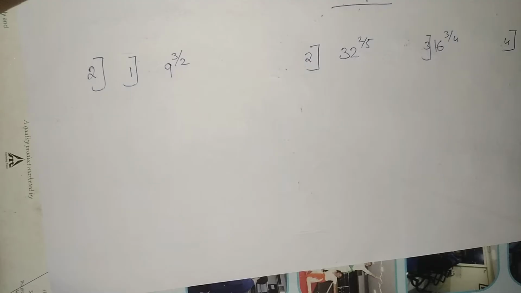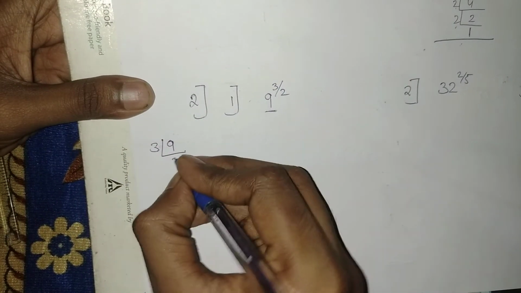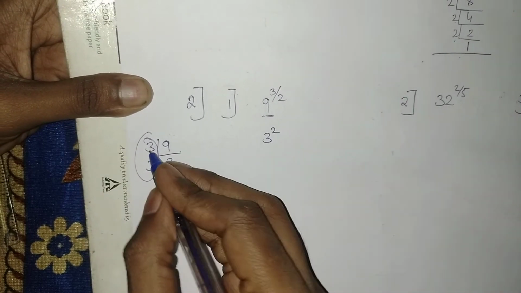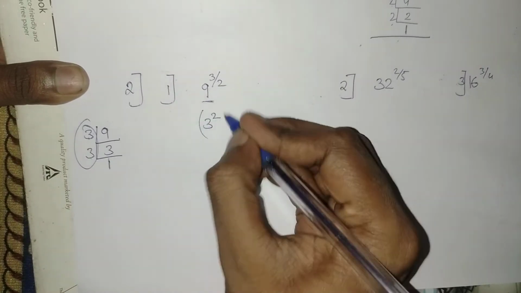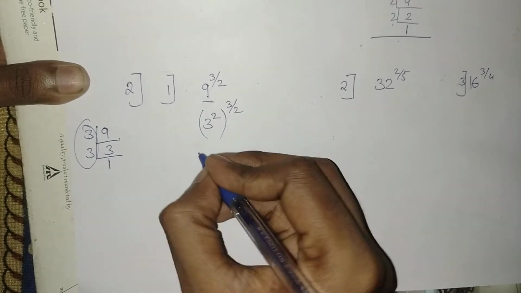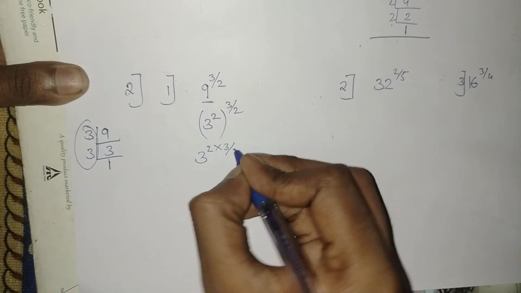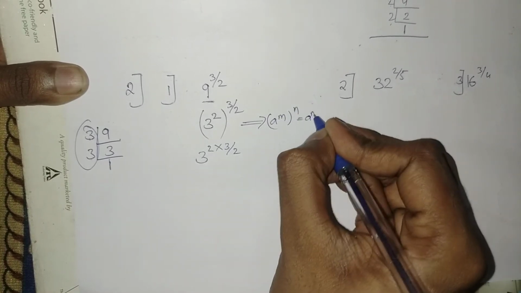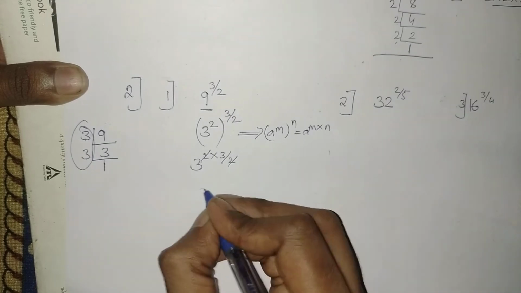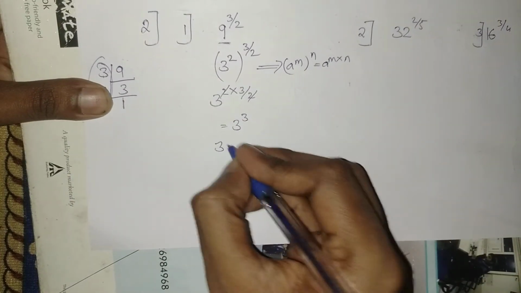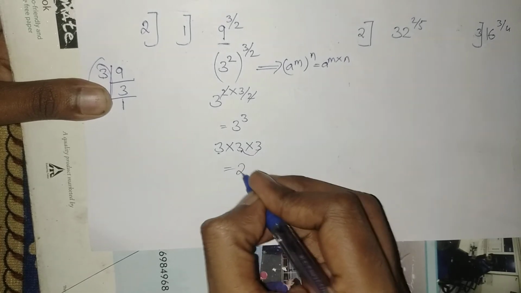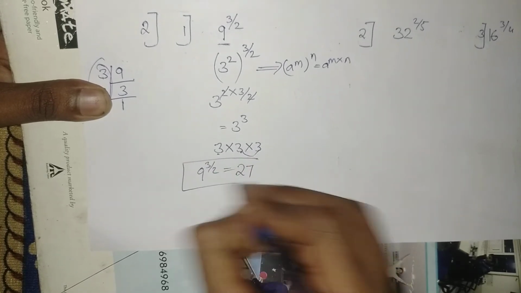Let me go with the second one. Next one, we have 9. So resolve 9 into its factors. 3 3s are 9, 3 1s are 3. So 9 is nothing but 3 square, correct? 3 multiplied 2 times. In place of 9, I am writing 3 square, whole power 3 by 2. Apply the law, 2 into 3 by 2. All the time you have to mention the law, because it carries some marks. So 2 and 2 get cancelled. So 3 cube is the answer. 3 cube is 3 multiplied 3 times. 3 3s are 9, 9 3s is 27. So 9 power 3 by 2 yields 27.